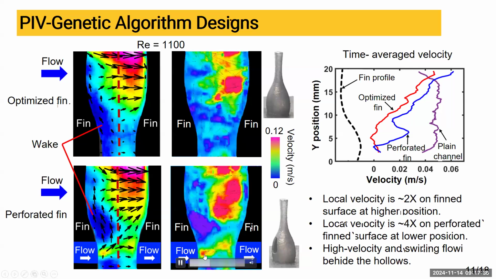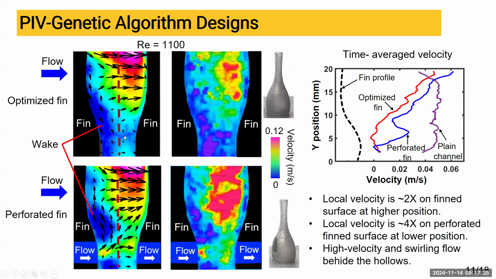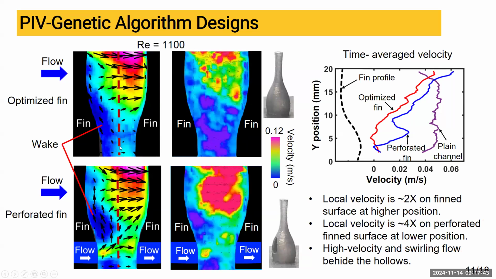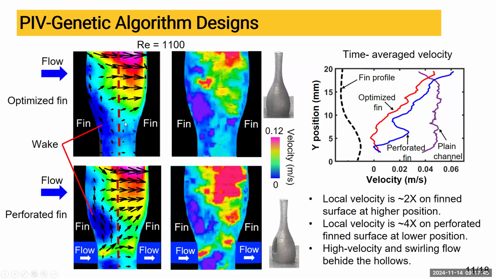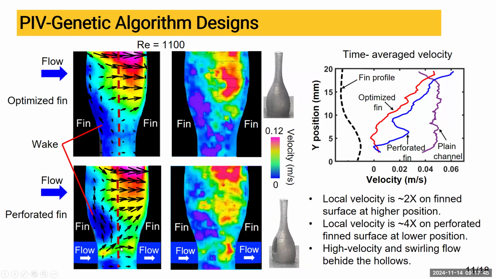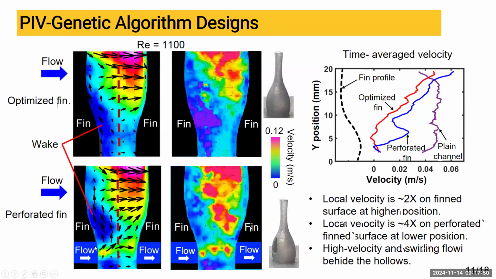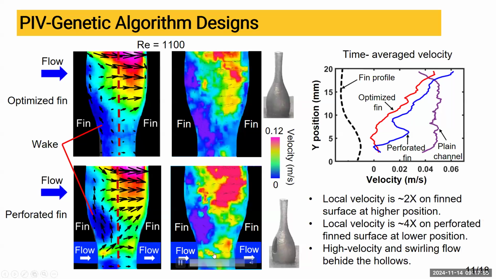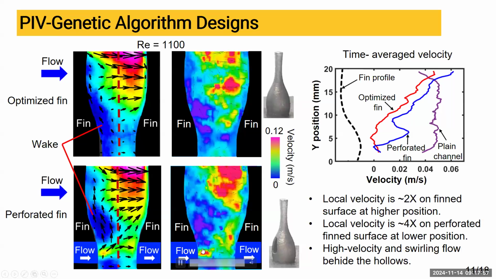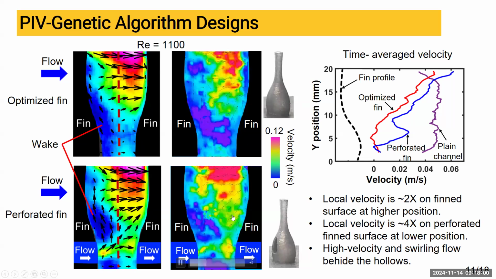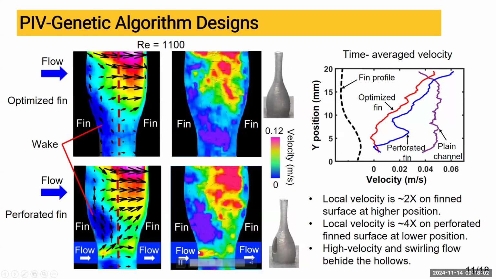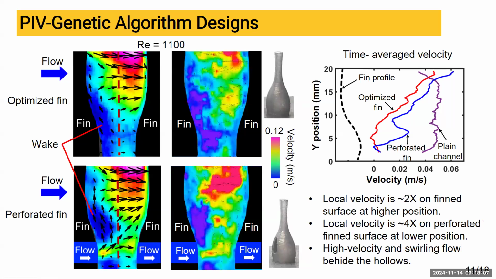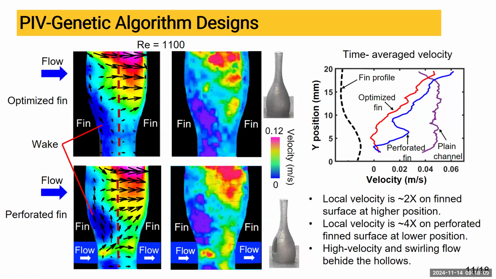And also in the optimized fin, the fluid flow is pretty low between the fin space at the lower position. But in the bifurcated fin, high velocity is introduced into this space, and as we see in the video, this flow travels up to mix with cooler flow at the top position. So this increases the flow mixing between the different fluid regions, leading to a better heat transfer coefficient.